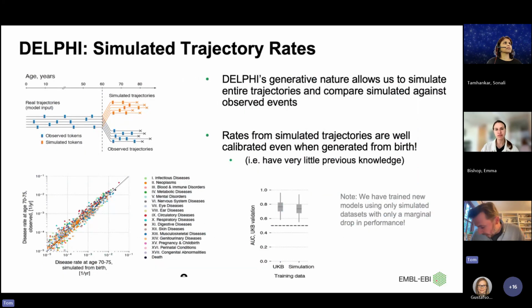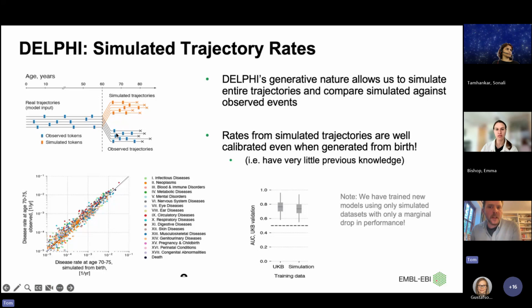Another cool feature about these types of models is that they are generative, so you can actually simulate data from any starting point up to any point into the future. And so we did that. This little diagram here depicts that idea. You can have some starting point, some tokens or some information on some people for a particular point in time, and then you can simulate what's likely to come next through the generative process of the model. And then, for example, compare it to what was actually observed.